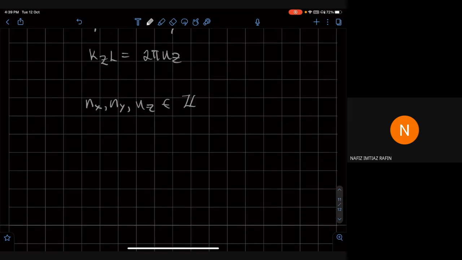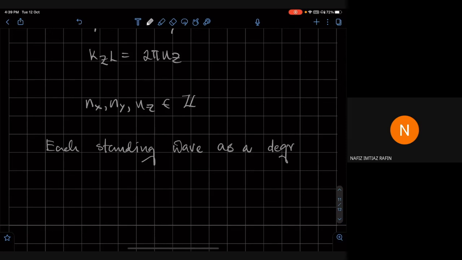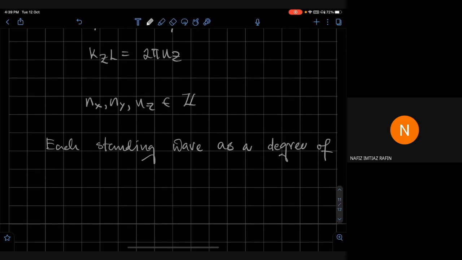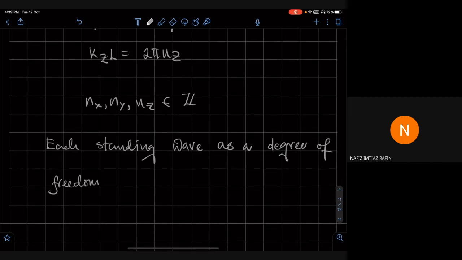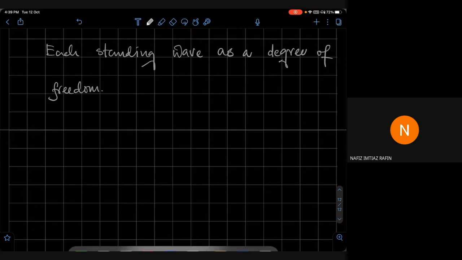So we can think of each standing wave as a degree of freedom. Okay, and if you do that, we can now apply the principles of statistical mechanics to find out how much energy we can associate to each degree of freedom. Now, this is given by the equipartition theorem.